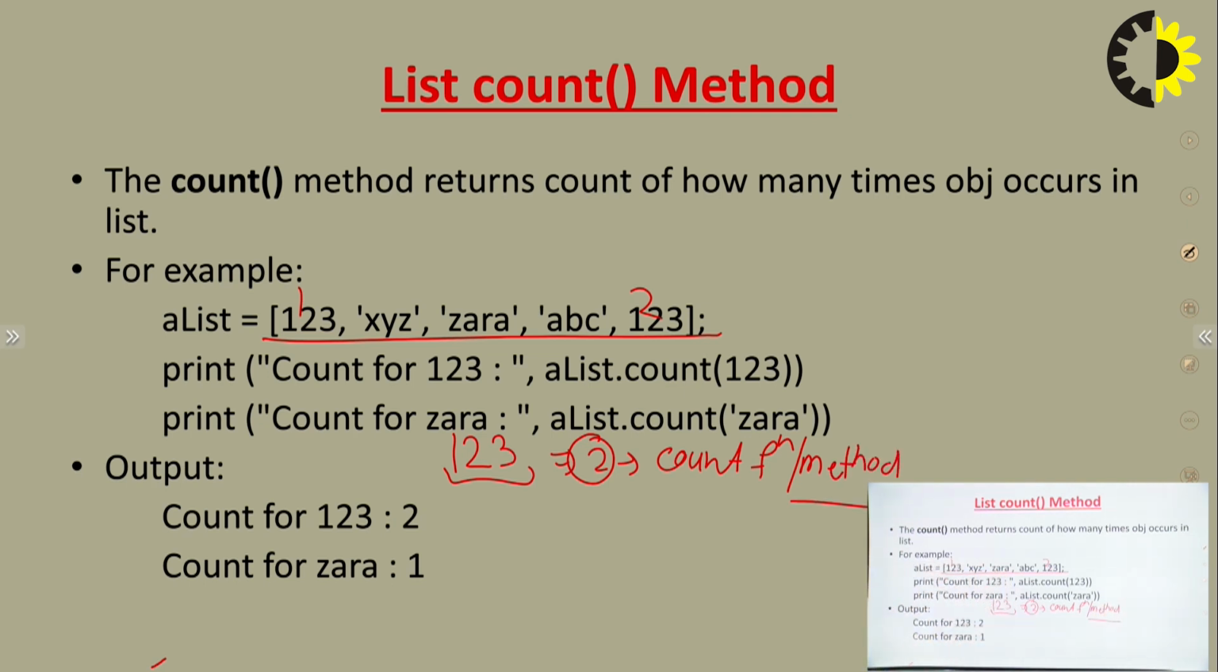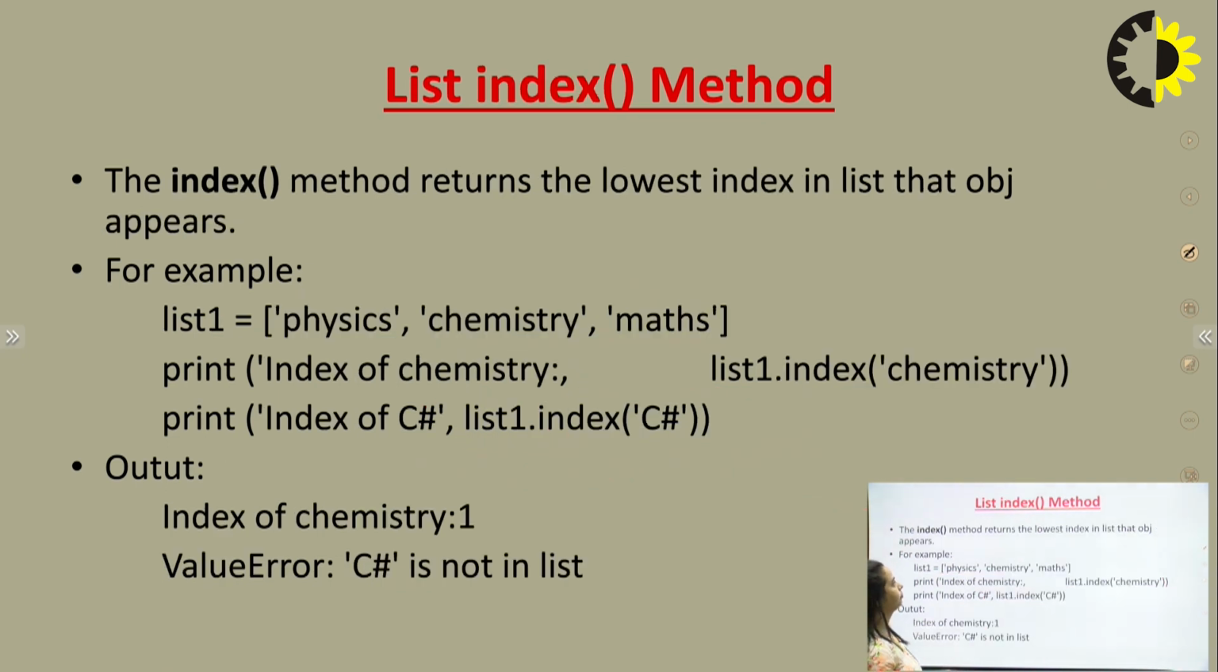Same, how many times will Zara appear in the list? This appears 1 time. So this can also be calculated with the help of the count function. Zara appears 1 time, 1, 2, 3 appears 2 times.